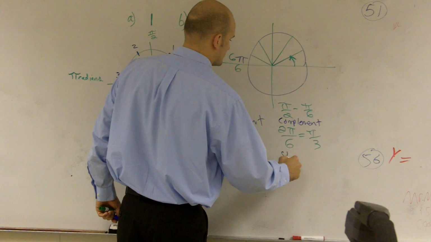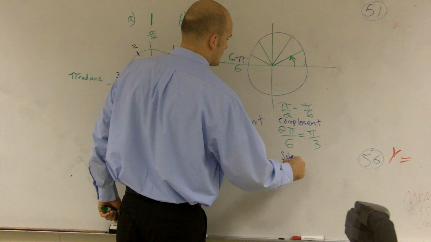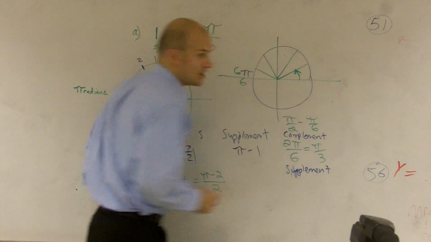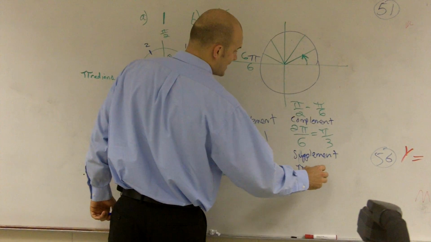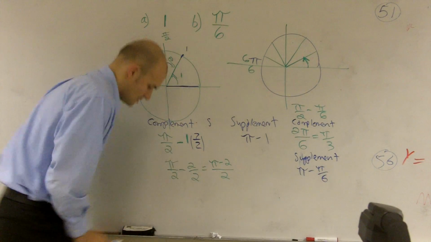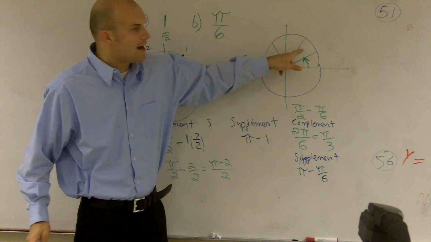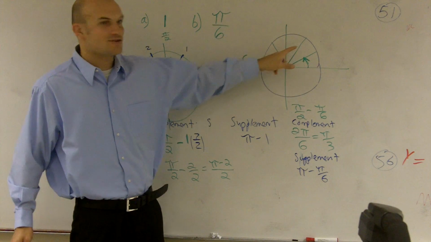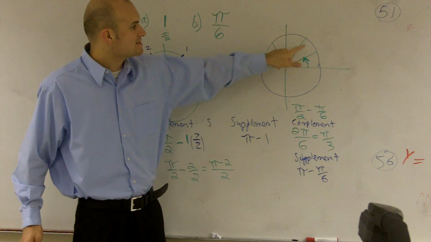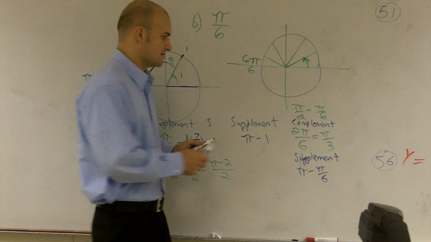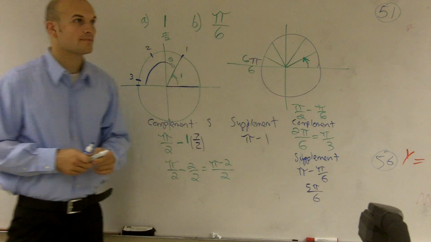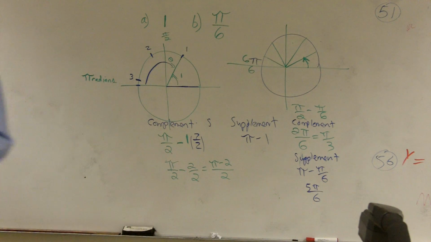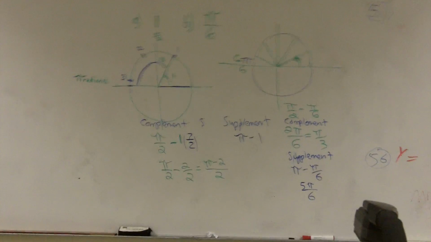And then the supplement, you guys can again do the algebra if you want to. Say pi minus pi over 6. Or in this figure, you can just count. Well, how many pi over 6 do I need to take to get to 180? 1/6, 2/6, 3/6, 4/6, 5/6. So therefore, my final answer is 5 pi over 6. Okay. Does anybody have any questions on how I did that, or what?